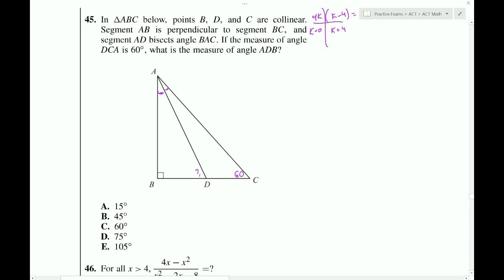Alright, so the first thing I notice is I have 90 and 60 for the big triangle, so the big triangle must have 30 here. And then since it's bisected, it's equal parts, so it's 15 on either side. Now, looking at this left-hand triangle, I have 90 and 15 and x. So I can figure out x. Just add those together. I get 105. Take that away from 180, and I get 75 for x.